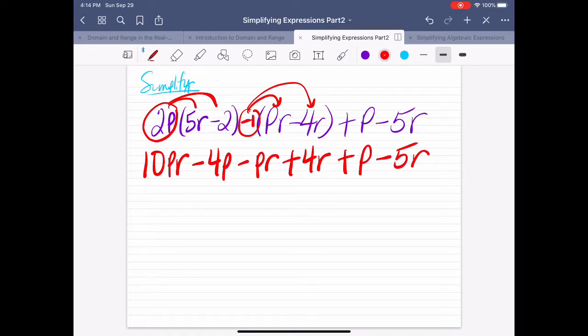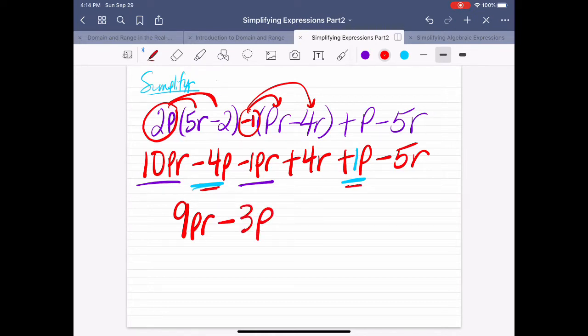Let's combine our like terms. Like term to 10pr is minus 1pr. So 10pr minus 1pr, that gives us 9pr. Let's keep combining. Like term to negative 4p is positive 1p. So if I combine those, negative 4p plus 1p, that gives us negative 3p.